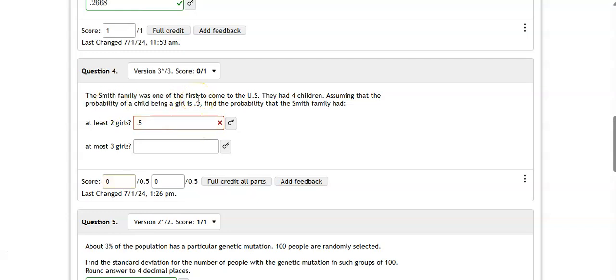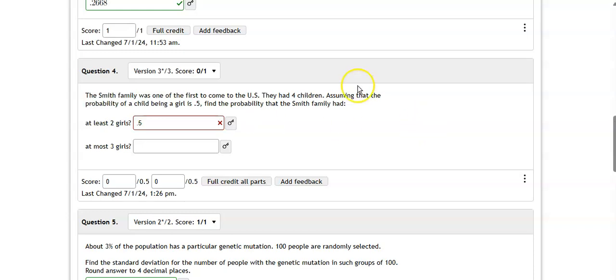Okay, so let's look at question 4. The Smith family was one of the first to come to the U.S. They had 4 children. Assuming that the probability of a child being a girl is 0.5, find the probability that the Smith family had at least 2 girls.